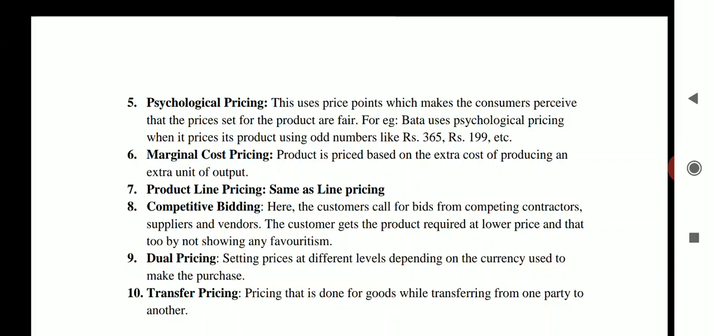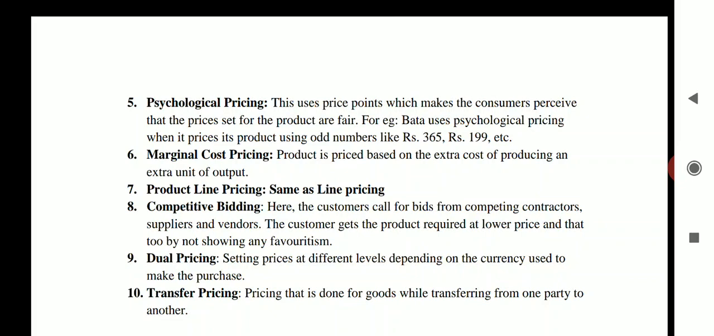Next one is dual pricing. Now we know that every country has different currencies. Even in the European Union, the entire continent of Europe follows the euro, but even there the value must be changing, right? Different countries have different currencies, and the values of currencies do vary from country to country. So dual pricing is done depending upon the currency that is followed in one country in order to make any kind of a purchase.